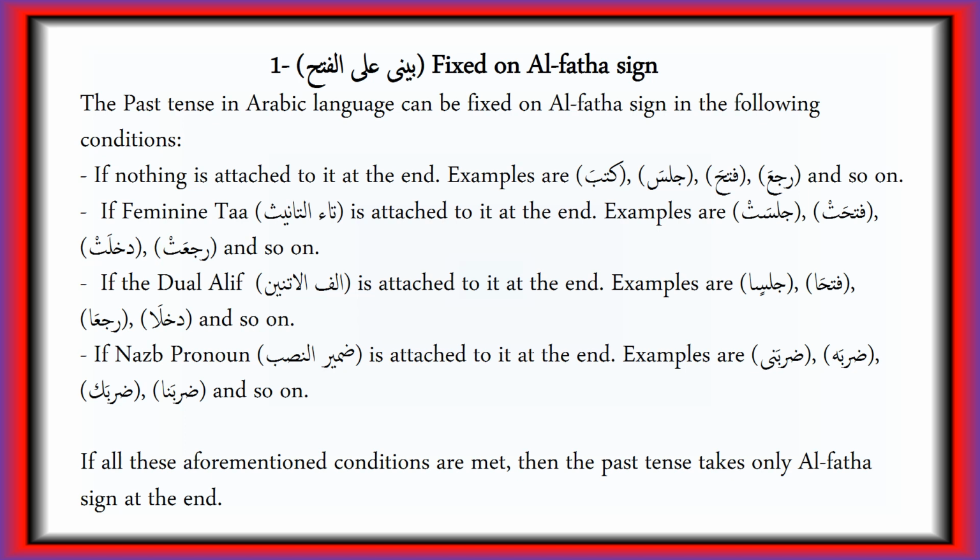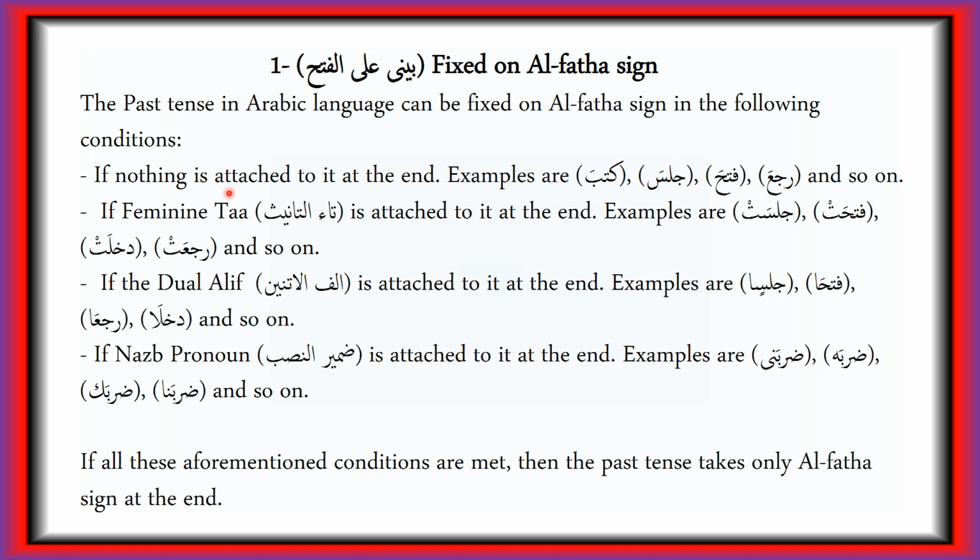Number 1, يبنى على الفتح, can be fixed on al-fatha. The past tense in Arabic language can be fixed on al-fatha in the following conditions. If nothing is attached to it at the end, examples are kataba, jalasa, fataha, raja'a, and so on. You see that all these verbs have nothing attached to the end. For example, kataba has nothing attached to the end and jalasa has nothing attached to the end, so they all take fatha.